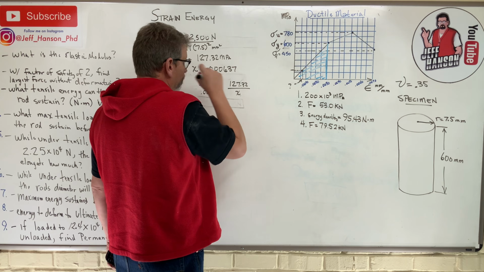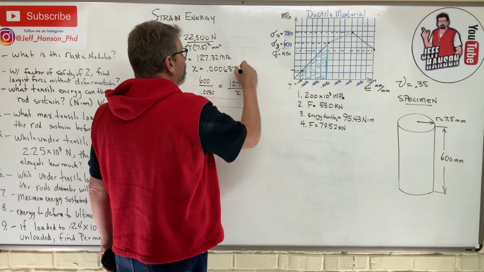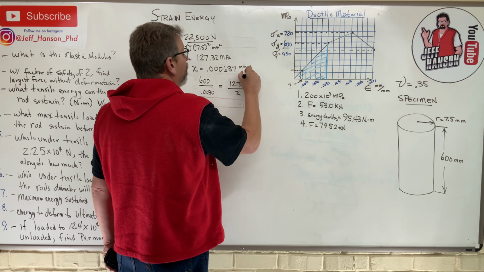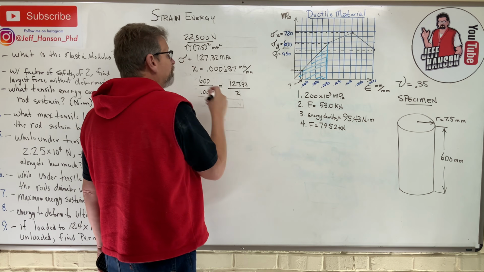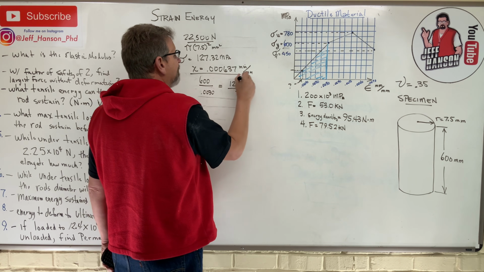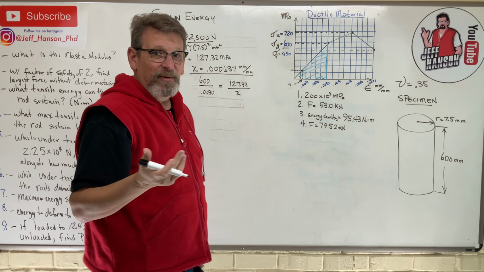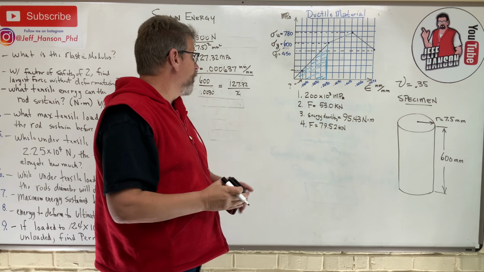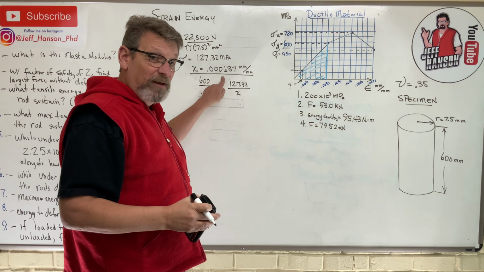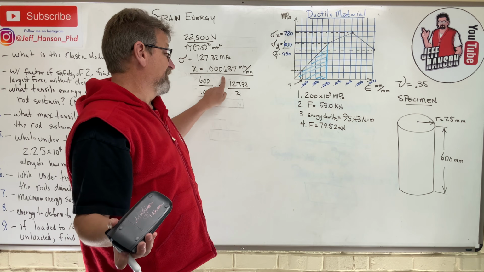0.000637. And what is that? That's millimeters per millimeter, okay? Is that how much the thing stretched? No, that's how much each millimeter of it stretched. How many millimeters of it do I have?